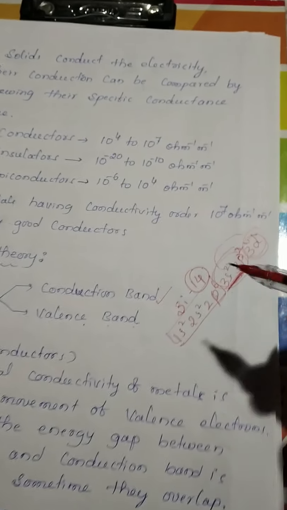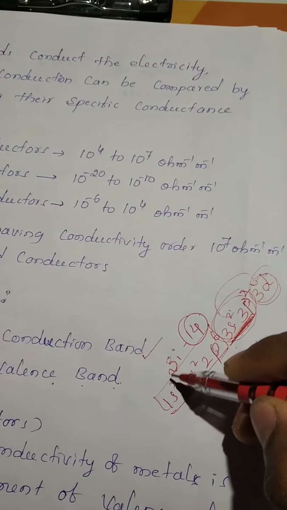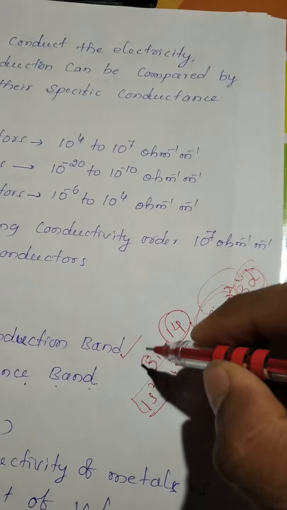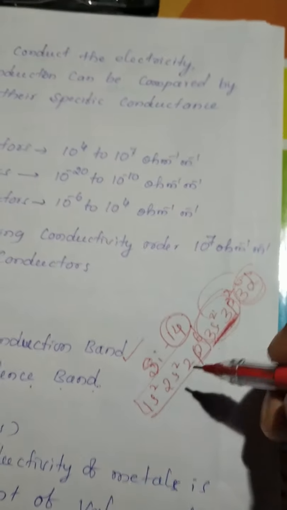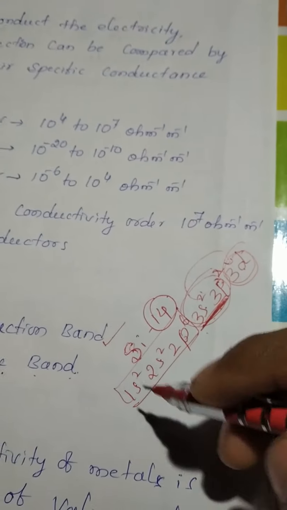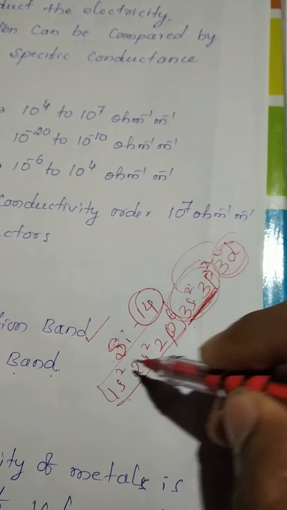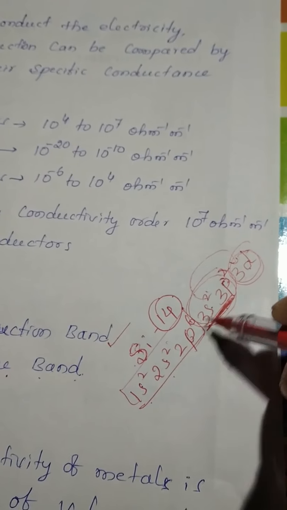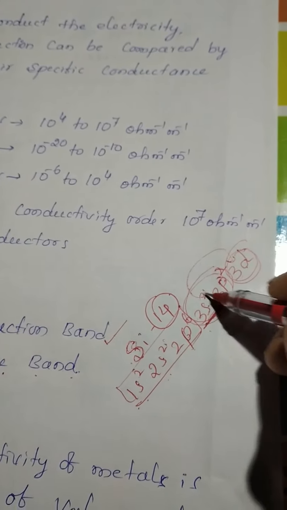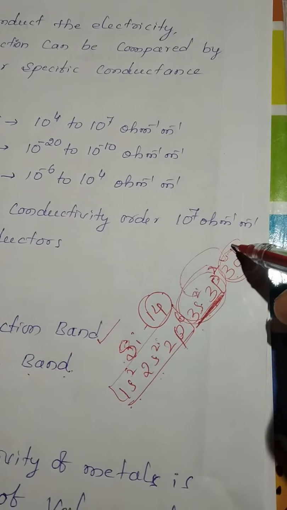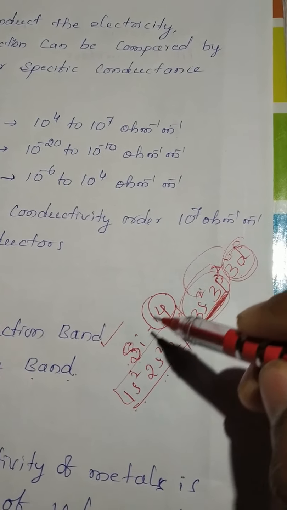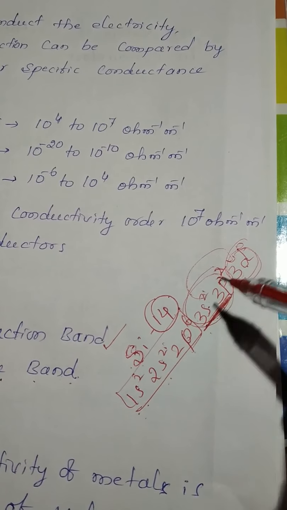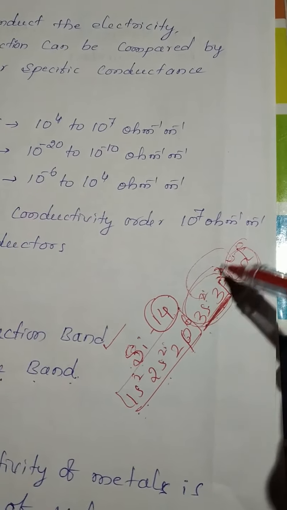For example, silicon. It has the electronic configuration 1s2, 2s2, 2p6, 3s2, 3p2, 3d0. Silicon has atomic number 14. So 6 plus 2 plus 2 is 10, plus 2 plus 2, 10 plus 4, 14. Okay.